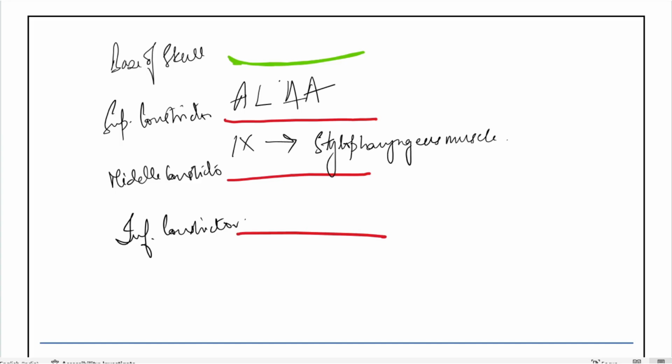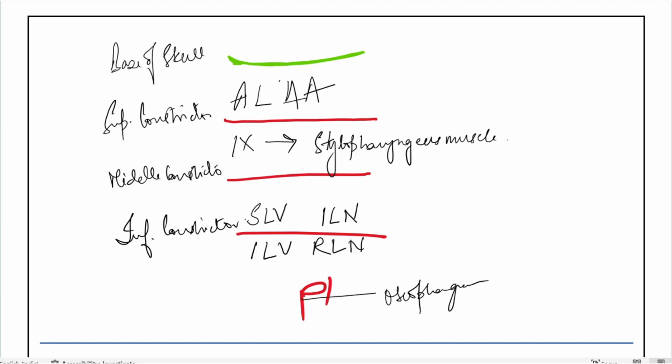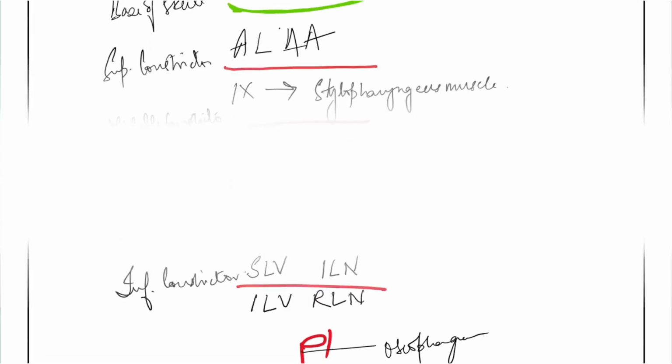From the inferior constrictor, we can say we have the superior laryngeal vessels and the inferior laryngeal nerve. Below, we have the inferior laryngeal vessels and the recurrent laryngeal nerve. The structures pass in between all these gaps, and in the lower part you have the esophagus, which will continue. Okay, so this finishes another 5 marker on constrictors of pharynx.